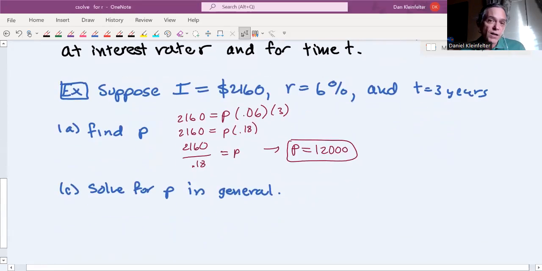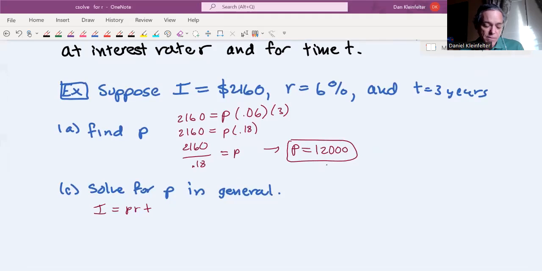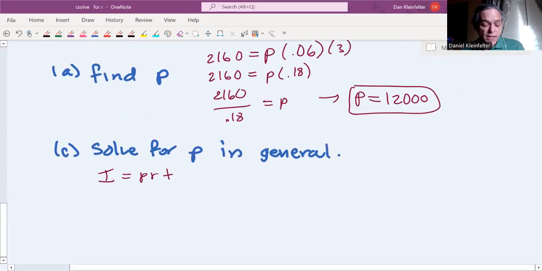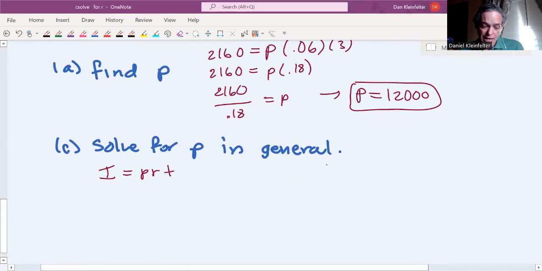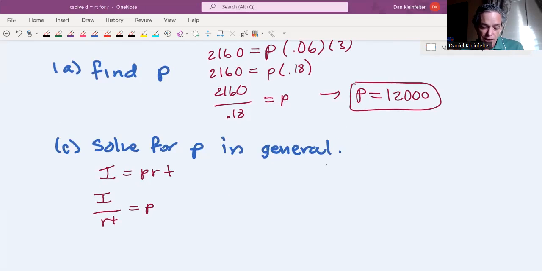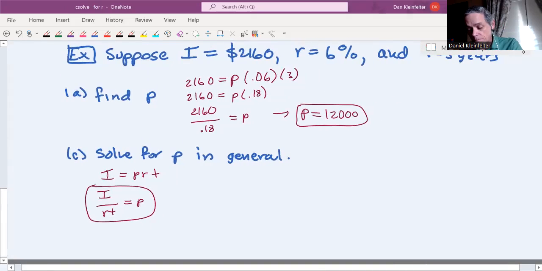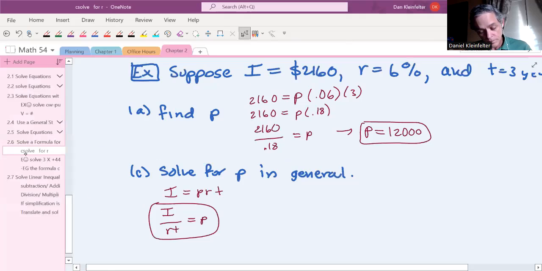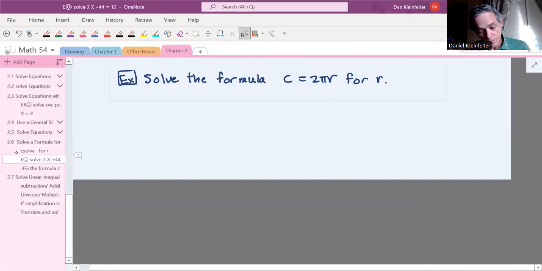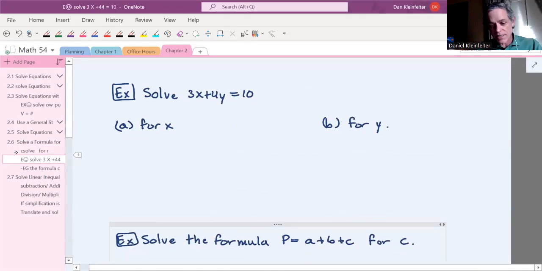Okay, next, let's solve for P in general. So our formula here is I equals P times R times T. We would like the P all by itself. Right now it's multiplied by R and T. So we're going to divide both sides by R and T. So we'll have I divided by RT equals P. Okay, once again, that's our formula. Not a number for an answer, but instead a whole other formula. Okay, so that is the bulk of this section, really.